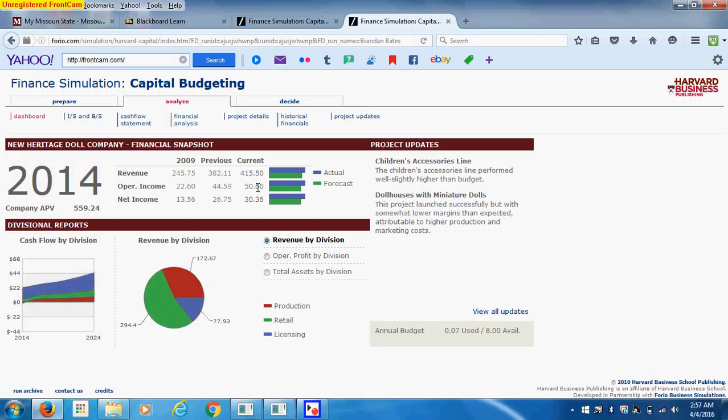Which once again gave me an APV of 559, which only increases each year, so in the years to come it'd be even higher.